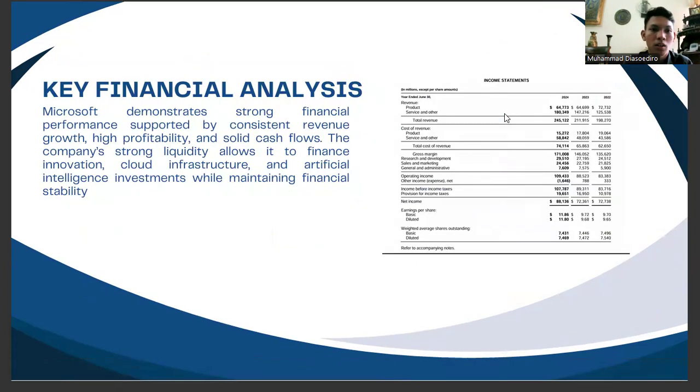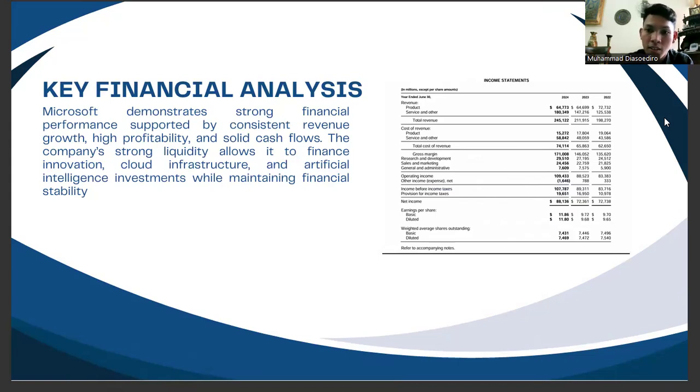Next, we're going to talk about the key financial analysis. Before that, I have the income statement. This is the annual report from the Microsoft website. I take the 2024 fiscal year for this analysis, and we see that the revenue from 2022, 2023, and 2024 is highly increasing, from 198 million, increasing to 211 million, and then finally in 2024, $245 million. So Microsoft is increasing in their revenue.